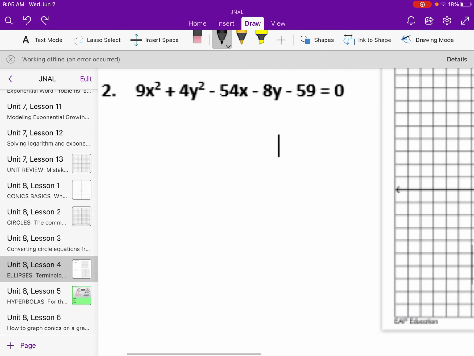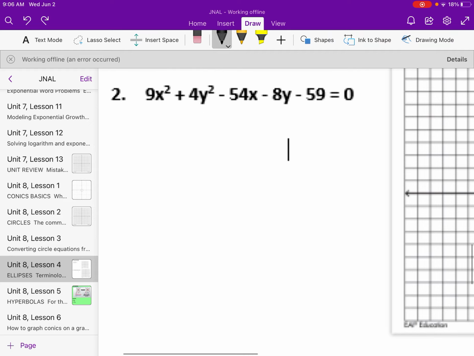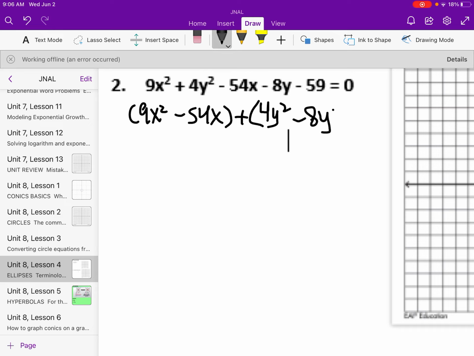Okay, now we have this one to do. Oh, this time we're going to need to complete the square and all that. And first we need to group our terms. So make the x's together. 9x squared minus 54x, plus then we have 4y squared minus 8y. Then we have that minus 59. We need to make that on the other side as positive 59 by adding it.